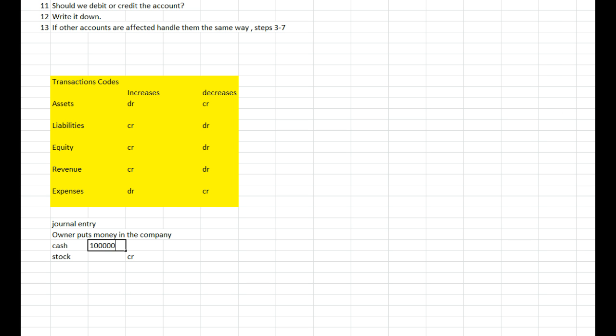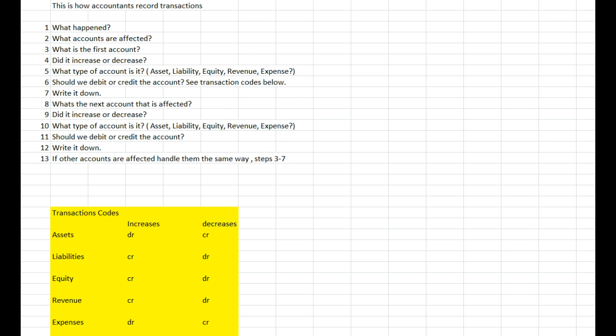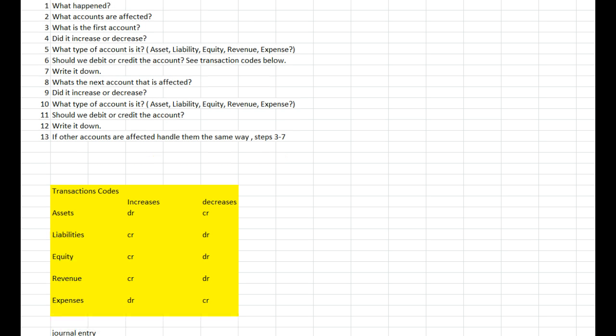Okay, we've done that. Let's take a look. We've written it down, put it in our spreadsheet. What's the next account that's affected? In this case, the next one is office equipment with a value of $5,000 goes into the company. It increases. We have more office equipment than we had. What type of account is it? Office equipment is another asset. It increases. So should we debit or credit that? Assets increase, that's a debit.